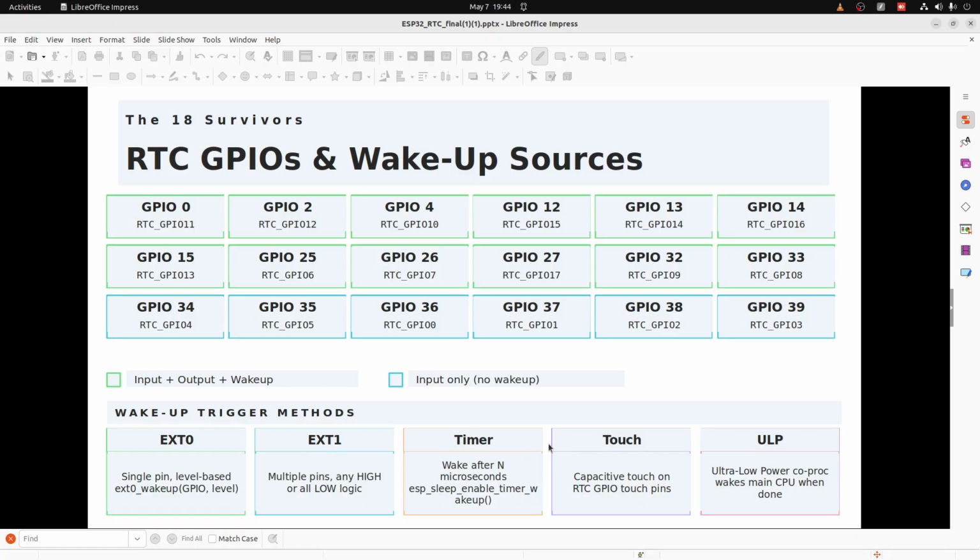Touch. A capacitive touch on any one of the touch-capable RTC GPIO pins can trigger a wake up. ULP. The ultra-low power coprocessor can run its own tiny program while the main CPU sleeps and then triggers a wake up when it decides the time is right. So you have a lot of flexibility here. The trick is choosing the right wake up source for your application. Now, to summarize, the RTC domain is always on, 18 GPIOs belong to it and you have 5 wake up methods to choose from.